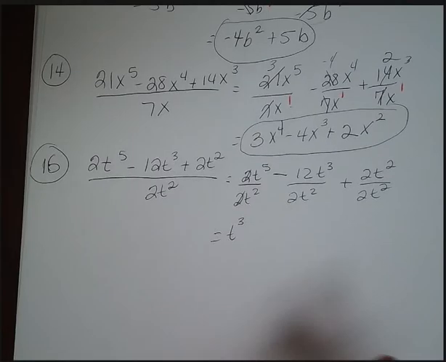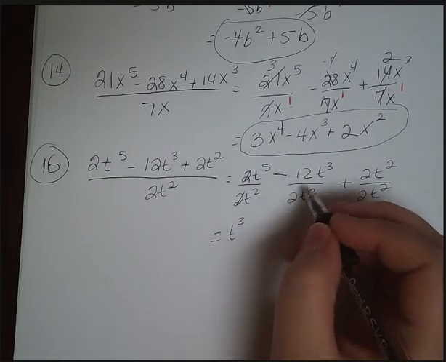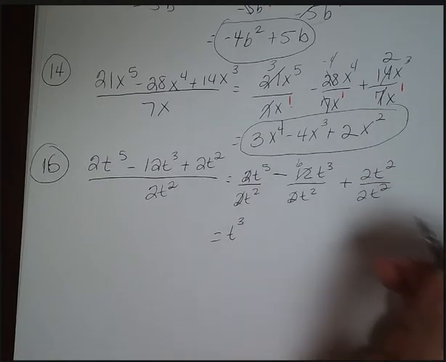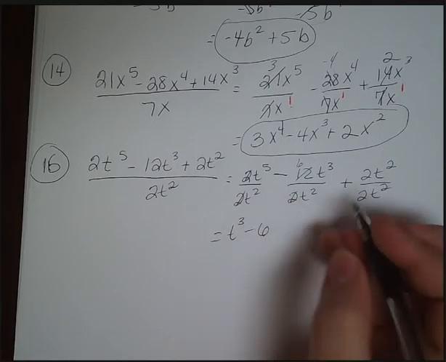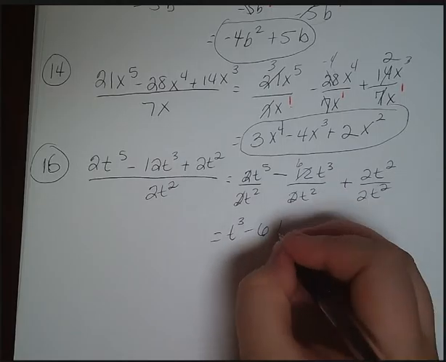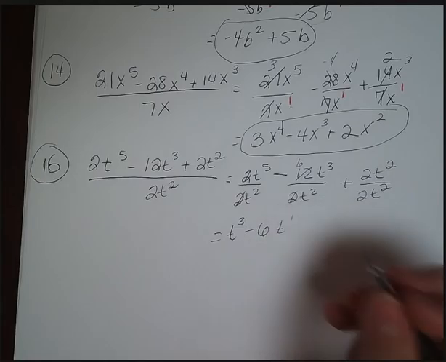Then you have negative 12 divided by 2, which gives you a negative 6. T to the third divided by t squared is t, or you can write it as t to the first. It does not matter.